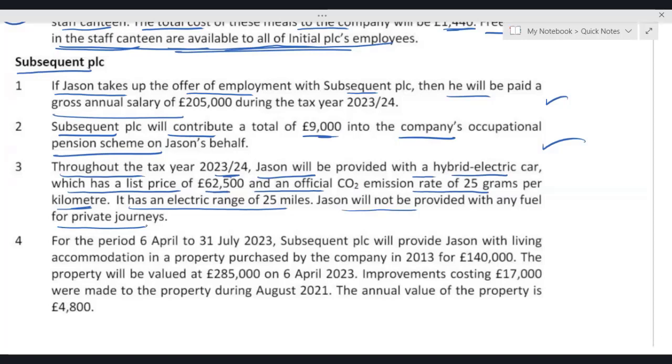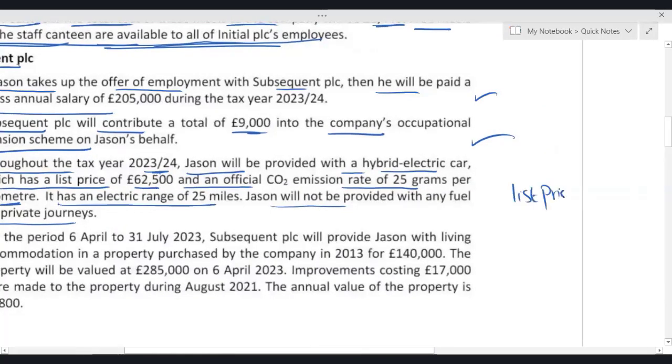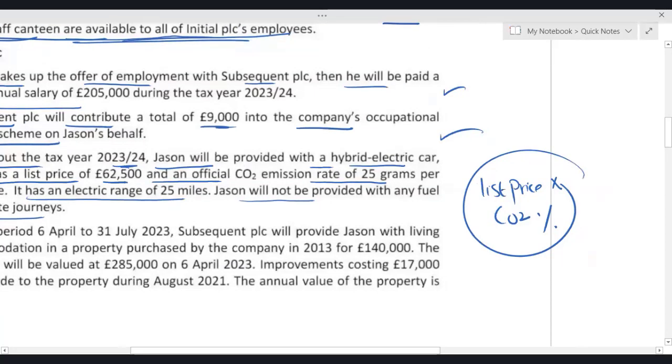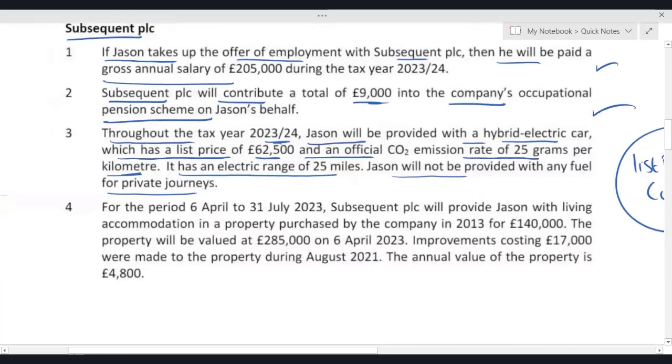Now listen. How do we calculate car benefit? It's very simple. All you need is to take the list price and multiply it with a CO2 percentage. It gives you the car benefit. They have given us a list price. Now we just need to know the CO2 percentage. If the CO2 emission of a hybrid electric car is between 1 and 50 grams per kilometer, and the electric range is less than 30 miles, then the percentage is fixed at 14%.